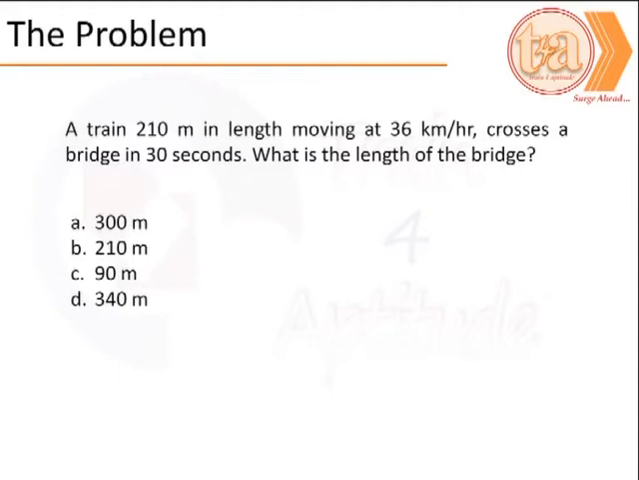A train 210 meters in length, moving at 36 kilometers per hour, crosses a bridge in 30 seconds. What is the length of the bridge? Our options are A. 300 meters, B. 210 meters, C. 90 meters, D. 340 meters.